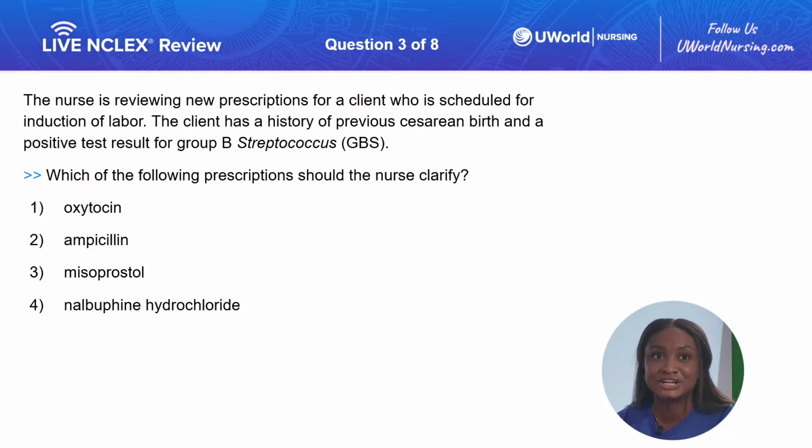Let's see. The nurse is reviewing new prescriptions for a client who is scheduled for induction of labor. The client has a history of previous cesarean birth and a positive test result for Group B streptococcus, GBS. Which of the following prescriptions should the nurse clarify? Option 1, oxytocin. Option 2, ampicillin. Option 3, misoprostol, and option 4, nalbuphine hydrochloride.